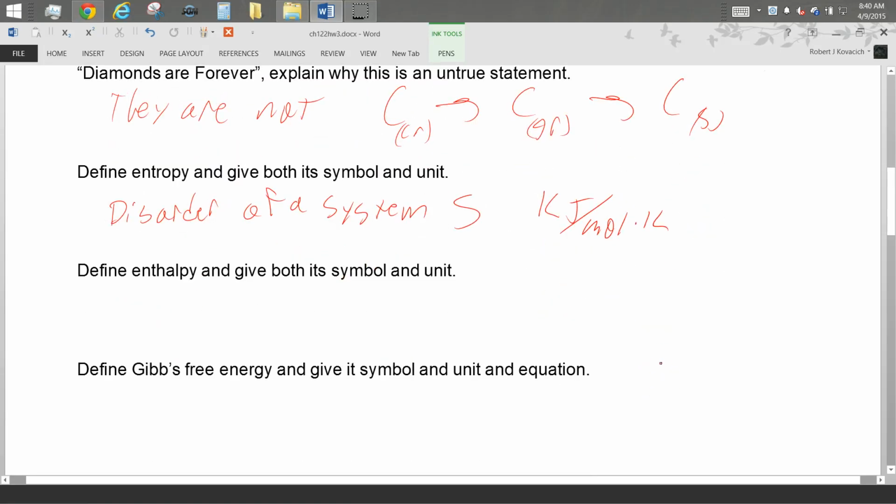And then the enthalpy, what does this measure? Say it? Just measures the energy of a system. And it's H, and it's just kilojoules per mole.